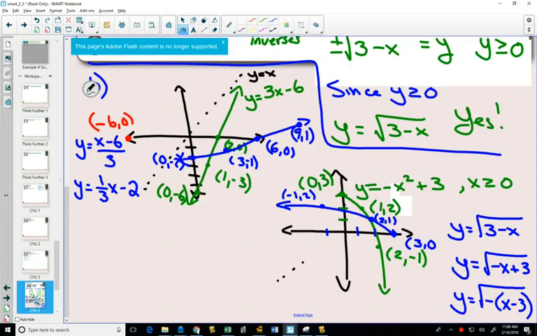When looking at these graphs, they do look like a reflection over the line y equals x. When looking at the corresponding points, 0, 3, change to 3, 0. 1, 2, change to 2, 1. 2, -1, change to -1, 2. So everything matches up, and we can see graphically that these ones are inverses of each other.